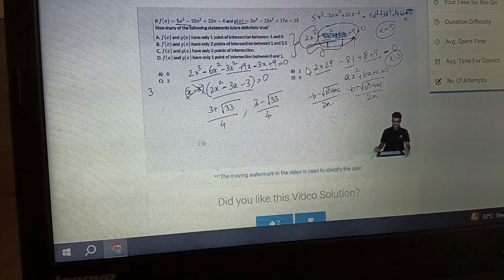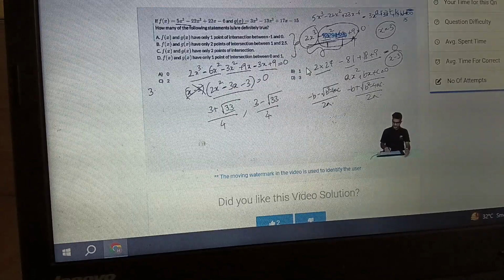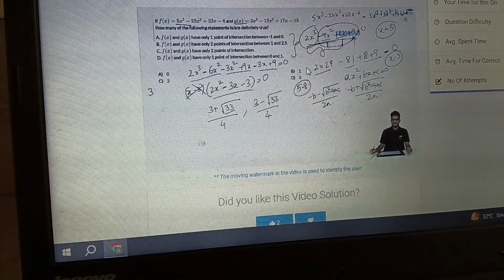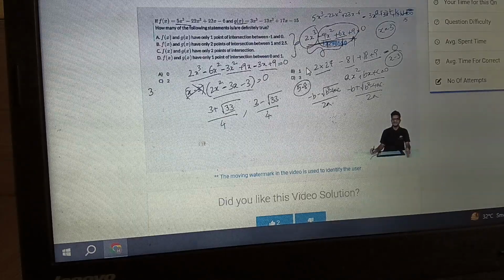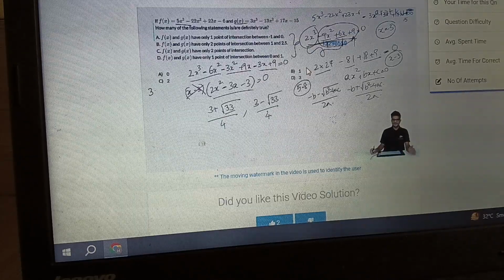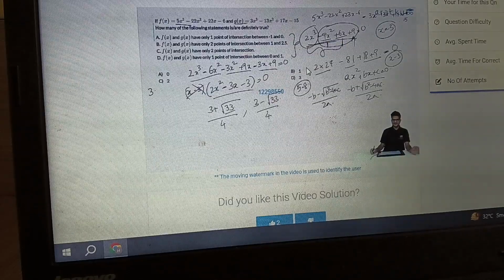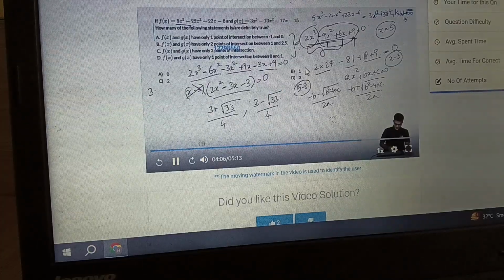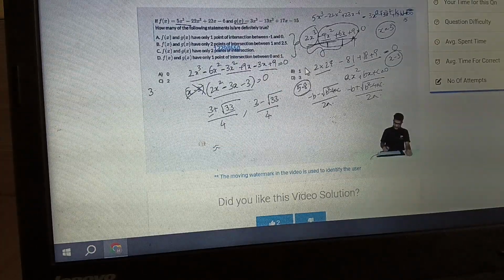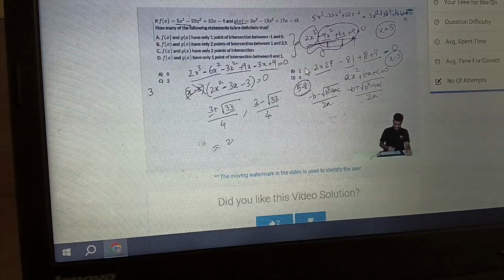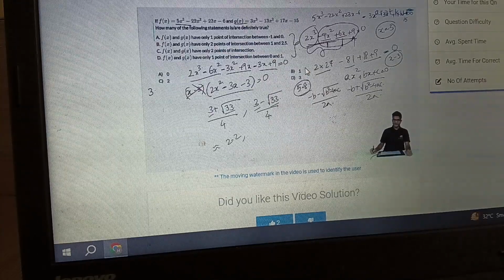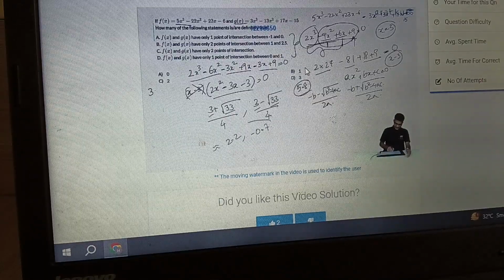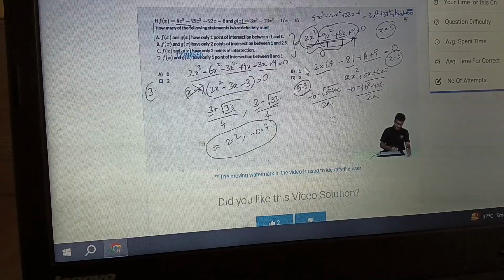Just for the sake of calculations, we can approximate square root of 33 to be equal to 5.8. You can use your calculator to figure out the exact value, but 33 lies between 25 and 36, so the square root of 33 has to be between 5 and 6. It is much closer to 36, so we can approximate it to 5.8. So this will be approximately equal to 3 plus 5.8, that is 8.8 divided by 4, so this is 2.2, and 3 minus 5.8, that is minus 2.8 divided by 4 is minus 0.7. So the three roots are 2.2, minus 0.7 and 3.